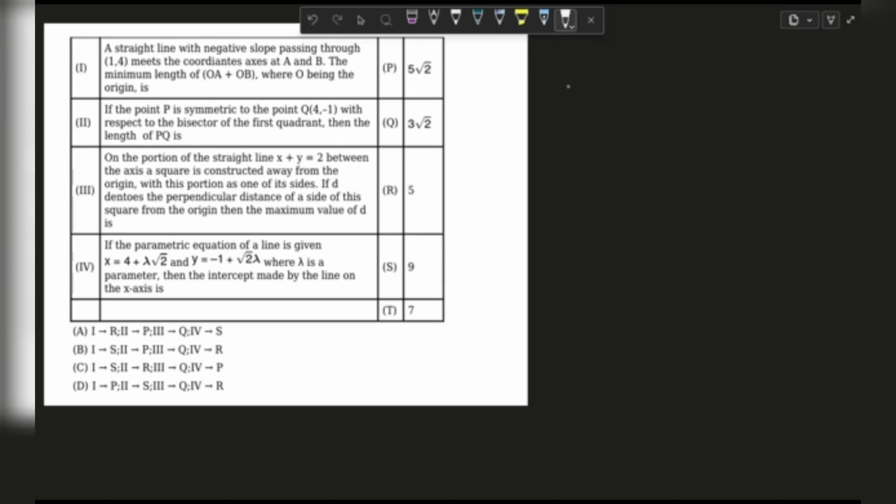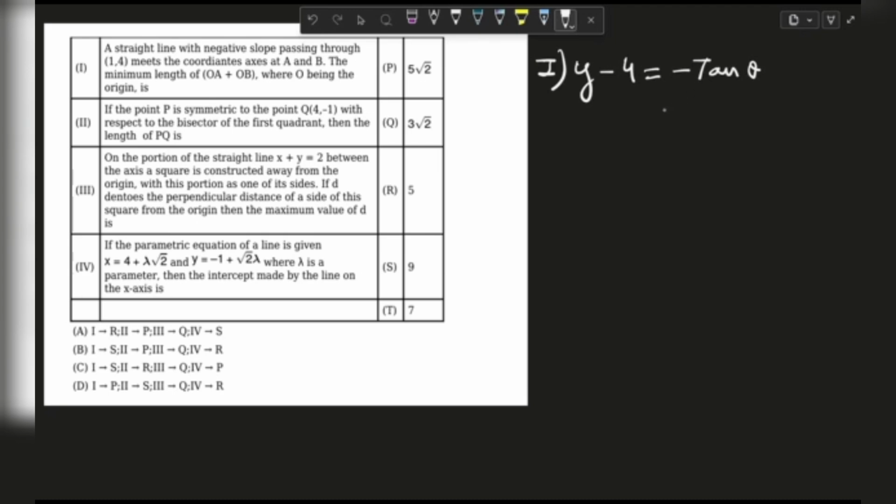Okay, so I'm starting off. Let's look at the first part. In part number 1, we have a straight line with negative slope passing through 1, 4 that meets the coordinate axes at A and B. We have to find the minimum length of OA plus OB. So let's take the equation of this line in point-slope form. So y minus 4, and I'm taking the slope to be not m, but minus tan theta. Negative because we will be calculating theta from the positive side itself.